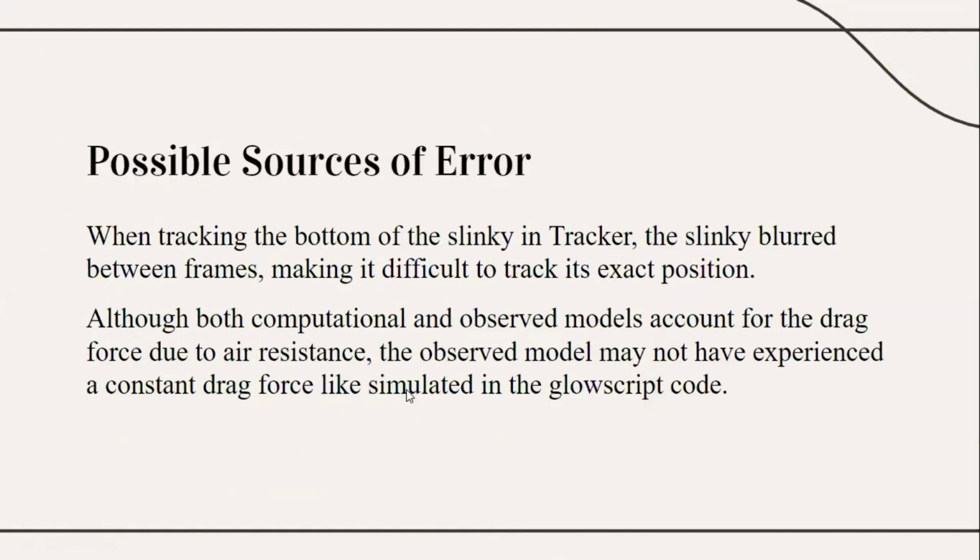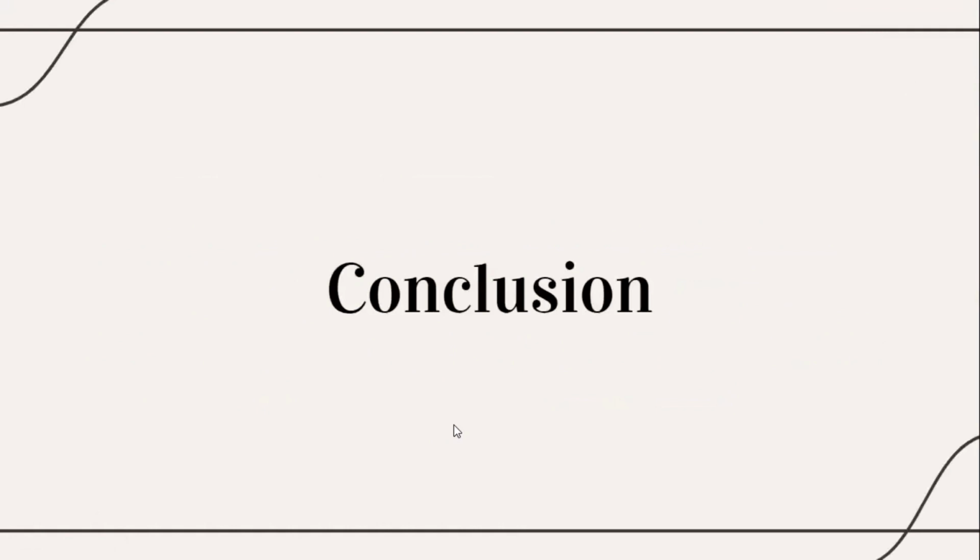Possible sources of error. When tracking the bottom of the Slinky in Tracker, the Slinky blurred between frames, making it difficult to track its exact position. Although both computational and observed models account for the drag force due to air resistance, the observed model may not have experienced a constant drag force like the one simulated in the GlowScript code.